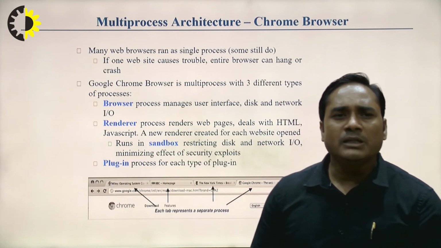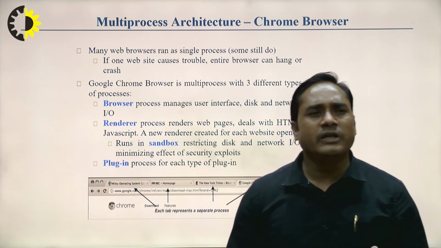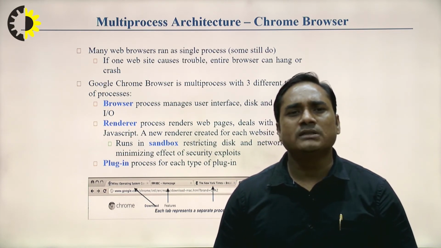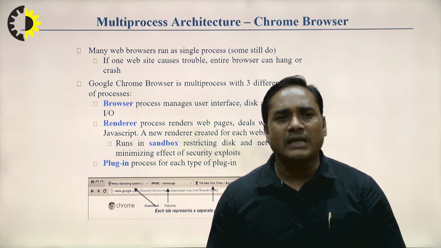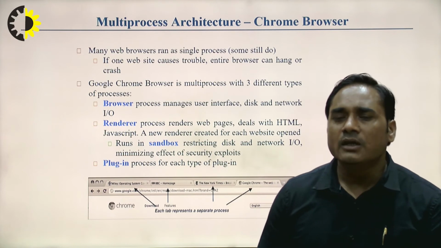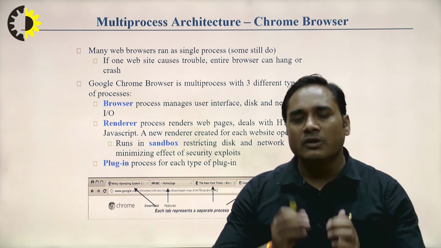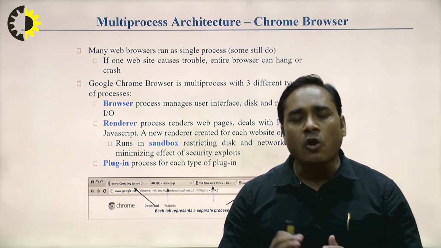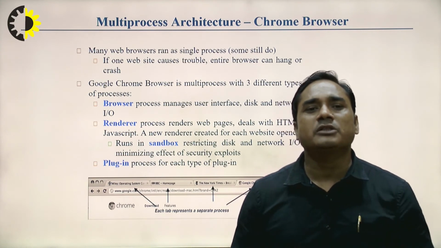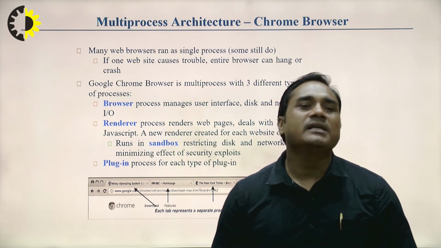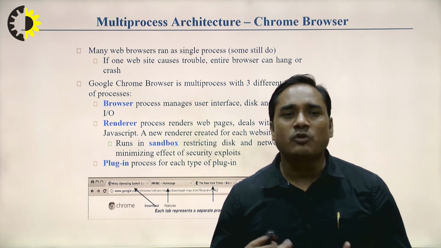So here is the multi-process architecture. The Chrome browser is given here. Many web browsers run as a single process, and if one website causes trouble, the entire browser can hang or crash. So in such a browser, if the browser hangs or is facing a problem, all running processes, all running programs will stop working, because that particular browser is facing the problem. So this is an example of multi-process architecture.